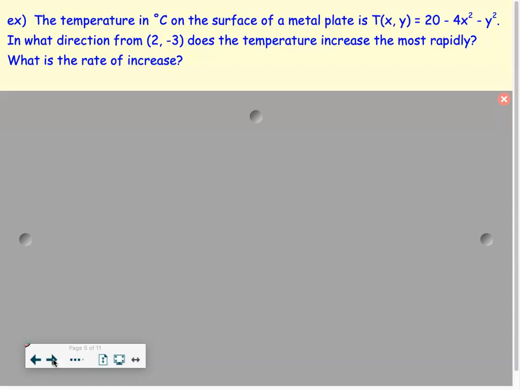Okay, so take a minute. Find the gradient of this function, plug in your point. That will give you the value of the gradient at that point. The direction of the gradient at that point is the direction of maximum increase of temperature, and then the magnitude of that vector will give you the actual rate of increase.